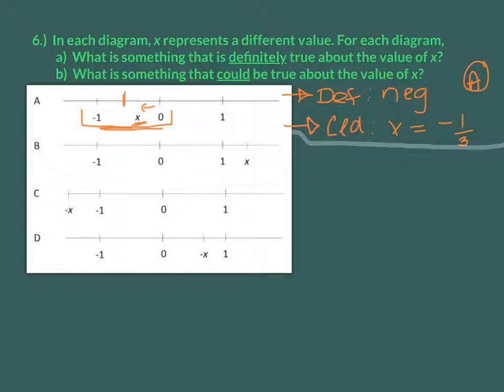Next one. We've got B. So let's see. What do I see here? Well, my x is way over here. So it's clearly to the right of 0. So for B, I'm going to say that it's definitely positive. I could also say that it's definitely larger than 1 because it's to the right of 1.